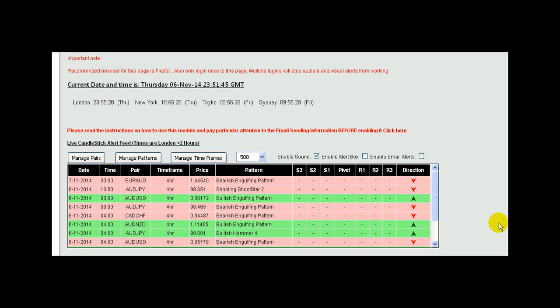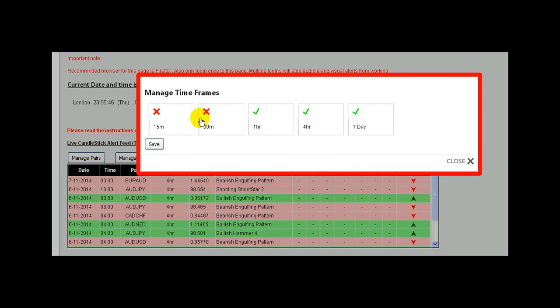Don't forget, if you're a member of the website, you can also bring up this Candlestick Alert module. The Alert module alerts you if there is a candlestick pattern that you're monitoring for, on whichever time frame you're watching for, on whichever pair you want to watch for. Just here you can see you can manage your time frames all the way down to the 15-minute time frame, or just switch them all off and just monitor the 1 day.